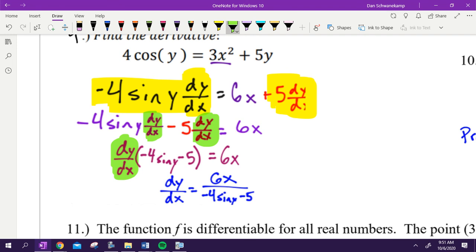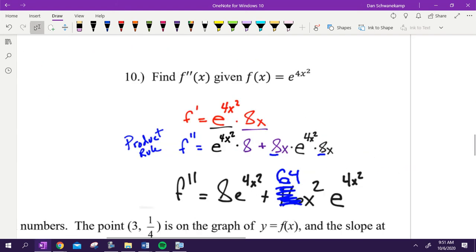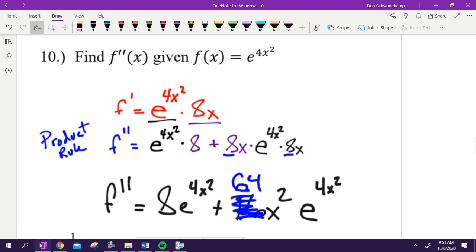Yes, ma'am? Can you kind of explain this to us yesterday? I don't understand. It's like e^x, when we take the second one, you have to redo the baby again, right? Yeah, so it's e to the 4x squared. I took the first derivative.